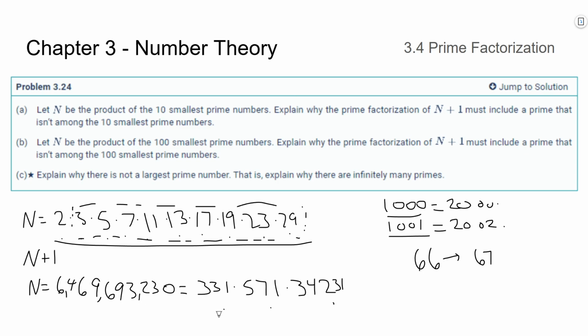So again, a computer was used to generate these primes. This would be a very difficult thing to do by hand. So anyways, now let's go on to B.